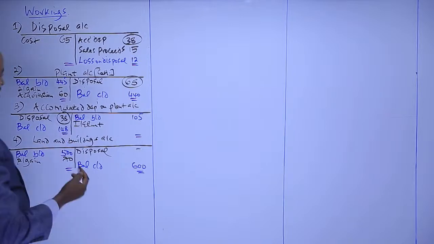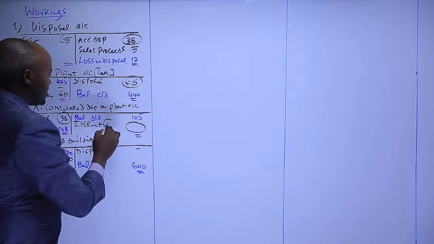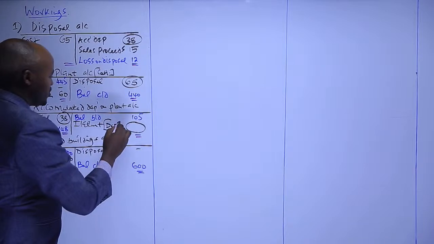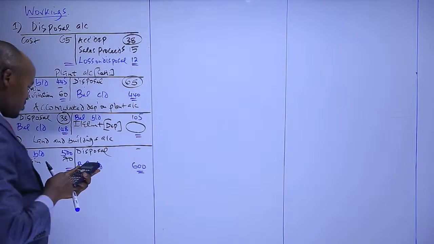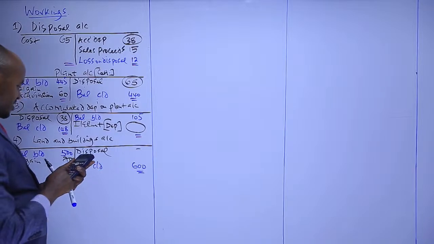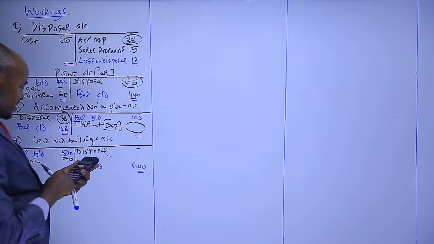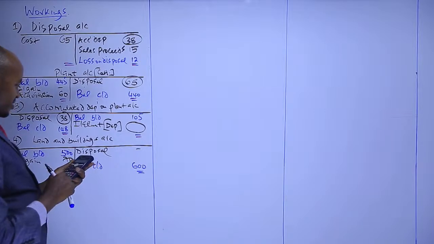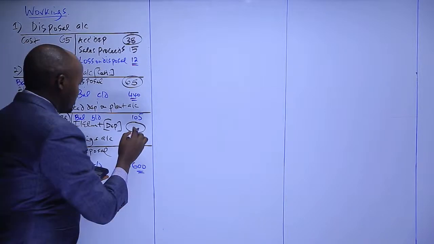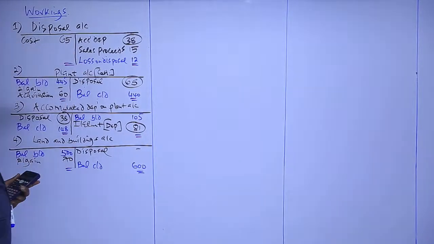Then we balance this account. The balancing figure here represents the depreciation for the current financial year, which was taken to the income statement. What we have on the debit side is 148 plus 38 minus what we have on the credit, 105. So which will give us 81. So this 81 now represents the depreciation for the current year.